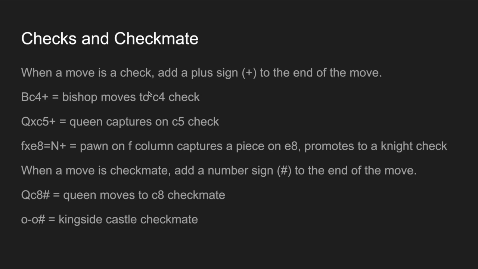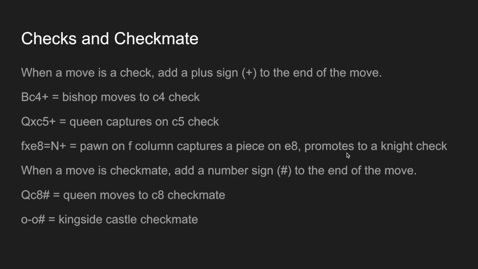When a move is a check, we add a plus sign at the end of the move. BC4 plus sign means a bishop to C4 check. QXC5 followed by a plus sign means queen captures on C5 and also gives a check. FXE8 equals N plus sign means that a pawn on the F column captures a piece on E8, promotes to a knight, and gives check.